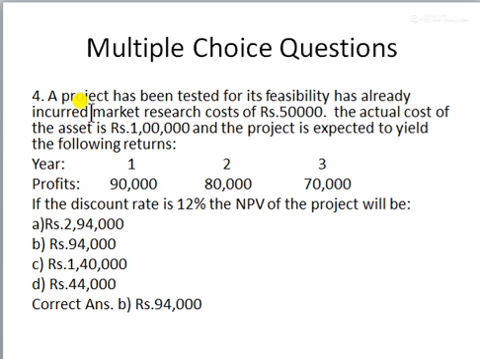Next, the fourth question is: a project has been tested for its feasibility and has already incurred a market research cost of rupees 50,000. The actual cost of the asset is rupees 1 lakh, and the project is expected to yield the following returns. The profits for 3 years are given. If the discount rate is 12%, what will be the NPV of the project among four options? The right answer is B, rupees 94,000. You get this result when you use the formula.